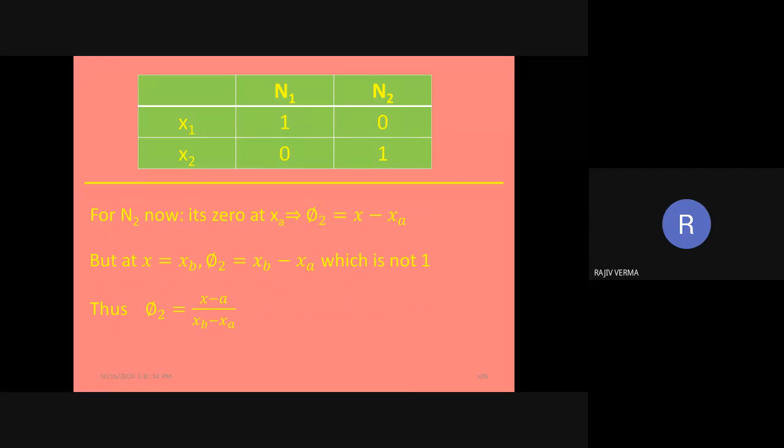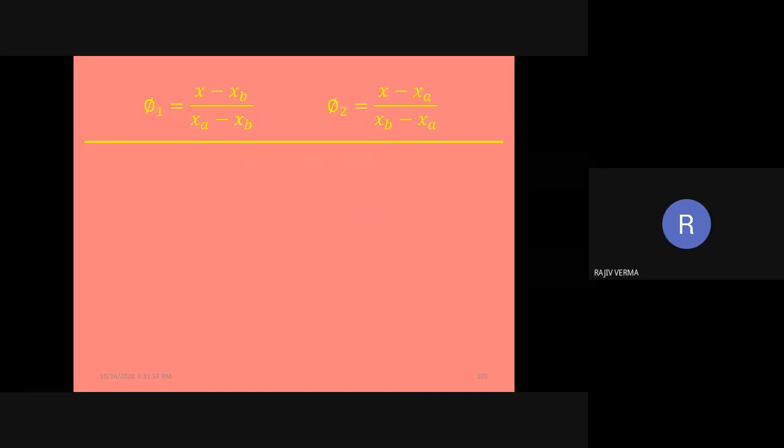So this is how we end up with the expressions for phi1 and phi2. These are obviously some very easy mathematical tricks, and there is no need to discuss them again and again. So we continue with the rest of the discussion. These are expressions of phi1 and phi2.